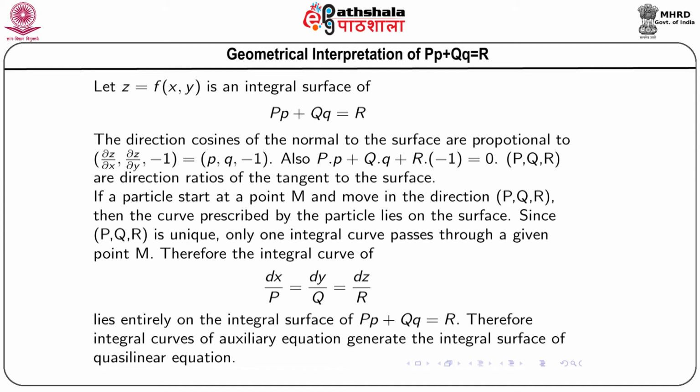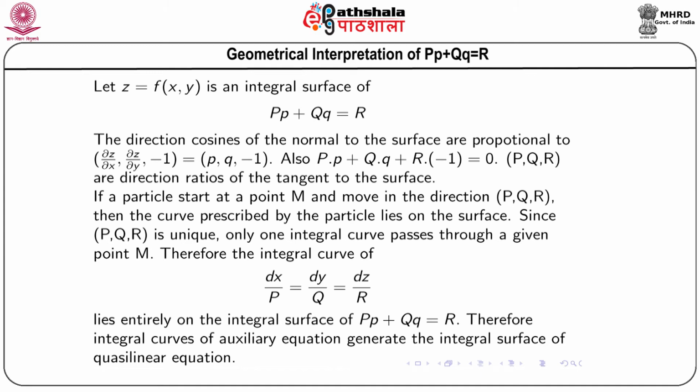Suppose a particle starts from a point capital N and moves in the direction P, Q, capital R, then the curve prescribed by the particle lies on the surface, and for a given particular point M, the values of P, Q, R is unique. Therefore, it represents that through a given fixed point capital M, there is only one integral curve passes through that given point.